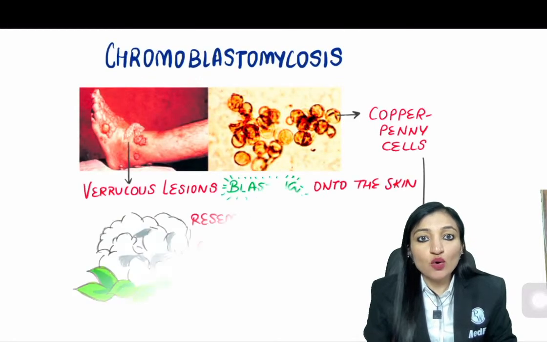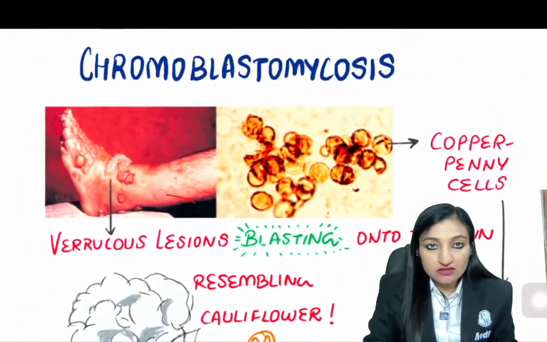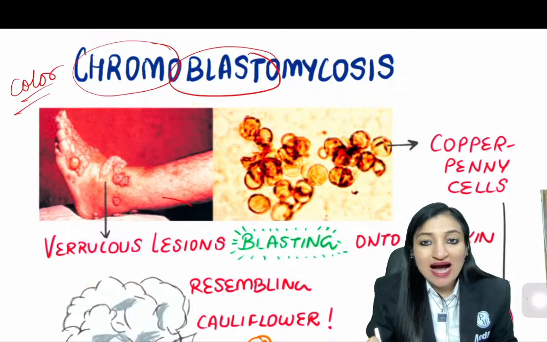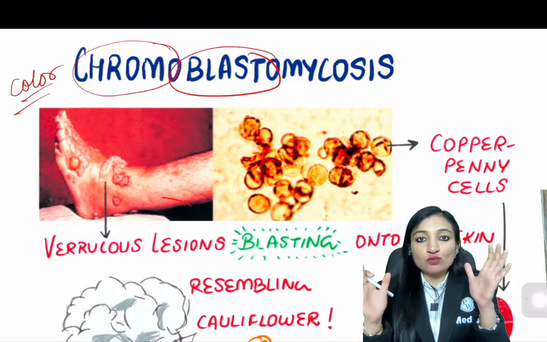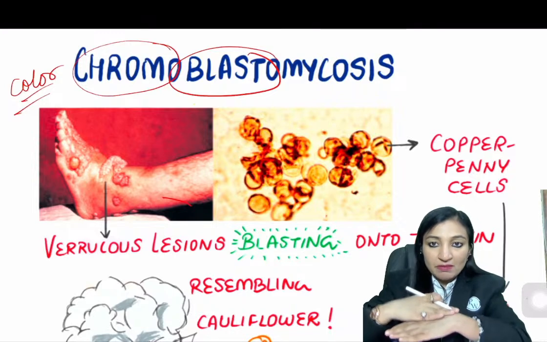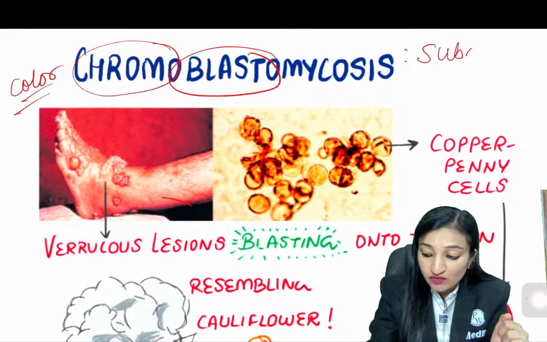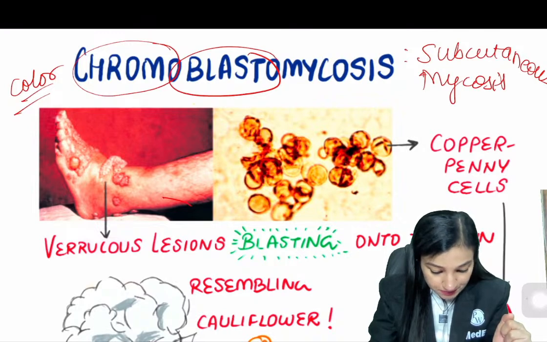See this, guys? Chromoblastomycosis. Let me dissect the name of this condition. Chromo means color. Blasto, I want you all to remember, in this word chromoblastomycosis designates something blasting out of the skin, some elevated skin lesion. Chromoblastomycosis is an example of a subcutaneous fungal infection or subcutaneous mycosis.